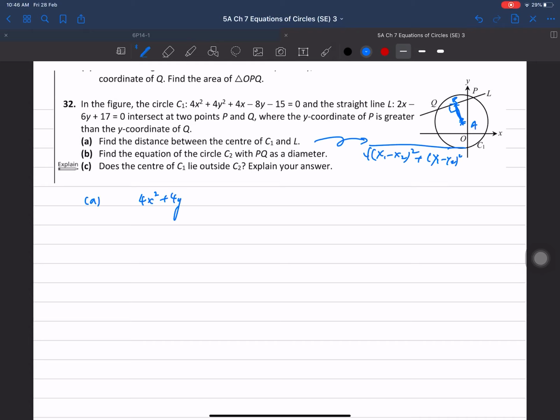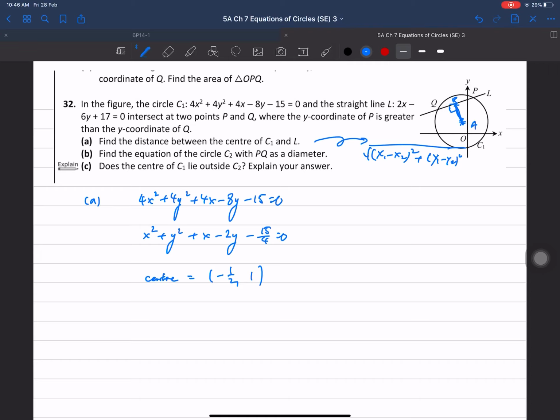Remember, if you want to get the coordinates of the center, you need to change to general form first. So x squared plus y squared plus x minus 2y minus 15 over 4 is equal to 0. So the center is equal to (-1/2, 1).